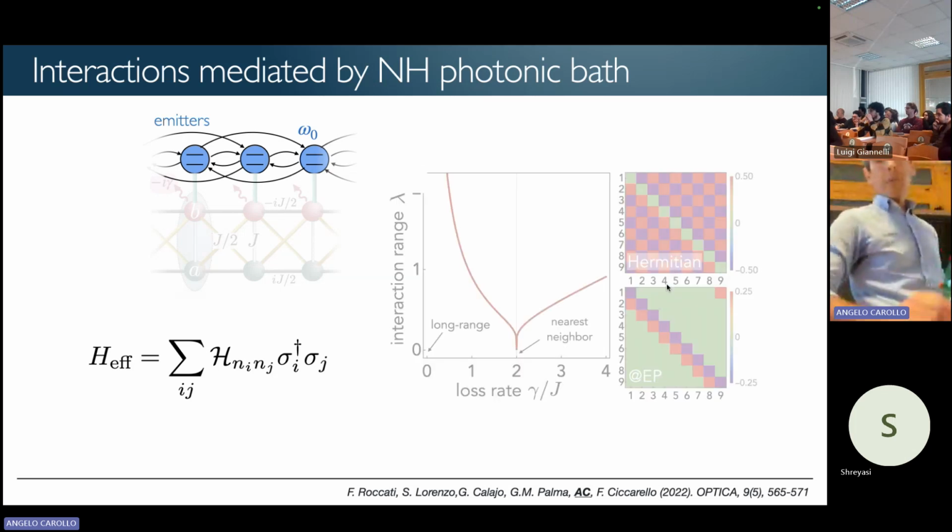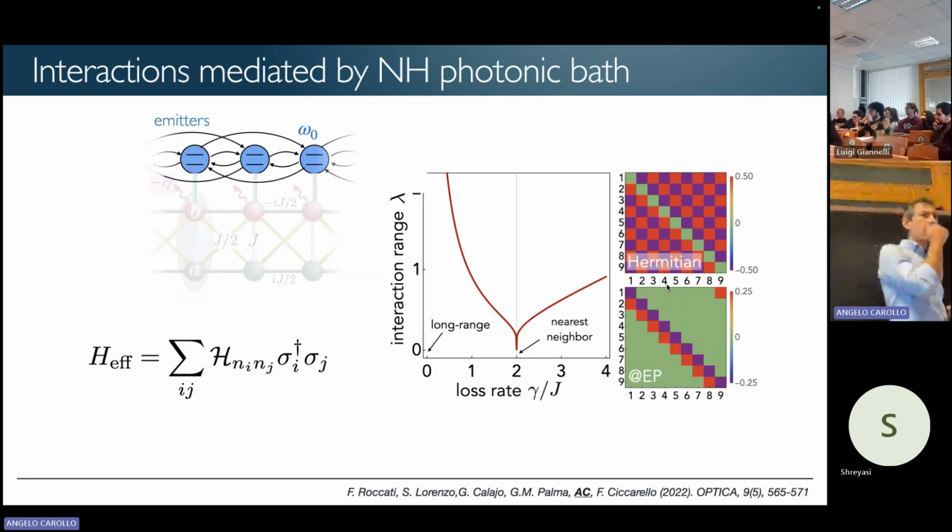Quick stupid question. What if I substitute a non-reciprocal element into the other systems? It's the same thing. As long as you stay in a single excitation, you don't see the effect of it.